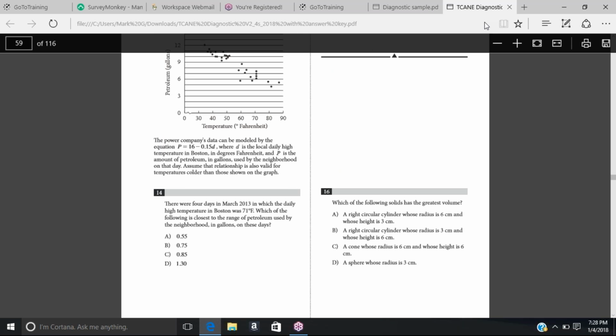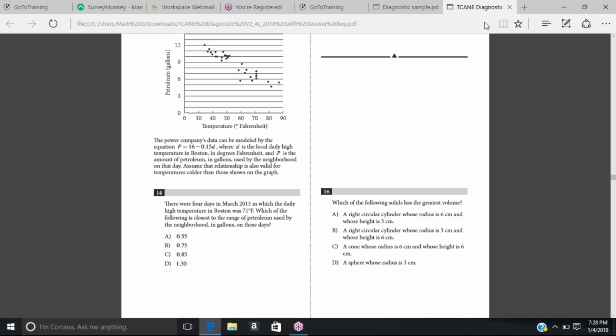Which of the following solids has the greatest volume? A says a right circular cylinder whose radius is 6 centimeters and whose height is 3 centimeters. That's a pretty fat but squat cylinder. Let's do the math. Pi r squared h is how you do a cylinder formula. 6 squared times pi times the height is 108 pi. Write that down. Let's see how it compares.